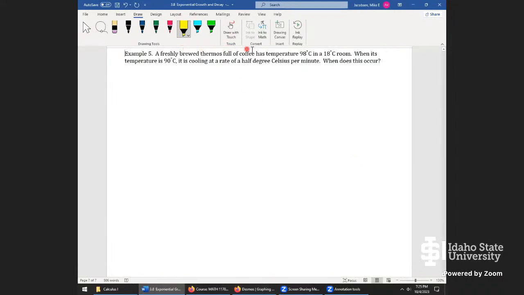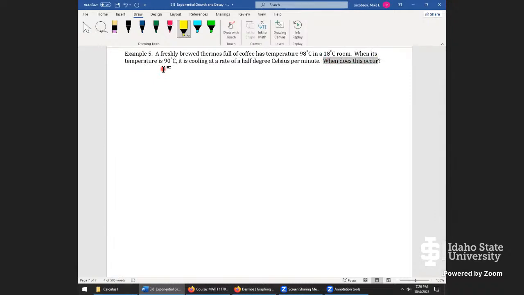A freshly brewed thermos full of coffee has temperature 98 degrees Celsius. That definitely sounds like it's scalding in an 18 degrees Celsius room. When its temperature is 90 degrees, it's cooling at a rate of a half a degree Celsius per minute. Now, I don't know what kind of fancy lab equipment people have in their office to measure the rate of cooling of their coffee thermos, but supposing they have that, we can find out the time it made it to 90 degrees. So that's what our goal is on this problem here.